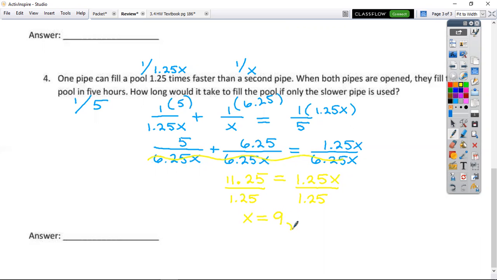It could ask you for both. And then if I sub back in 1.25 times 9, my faster one, 1.25 times 9. So this one would be 11.25. So how long would it take the slower pipe? This one's going to take longer, and that would be in hours. Okay, so this one's a little bit quicker. And again, if you want to label, this is in hours.